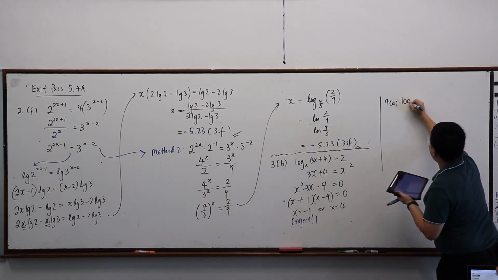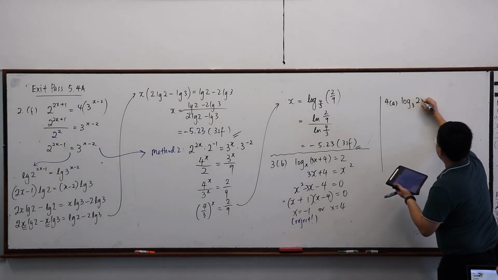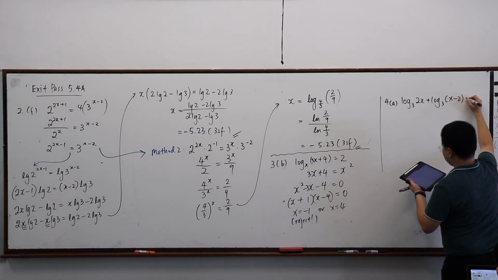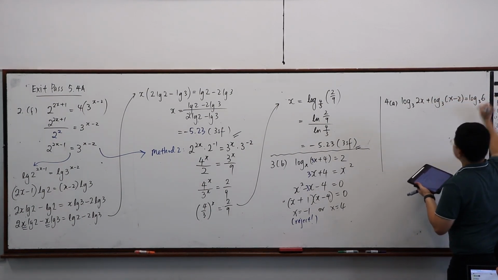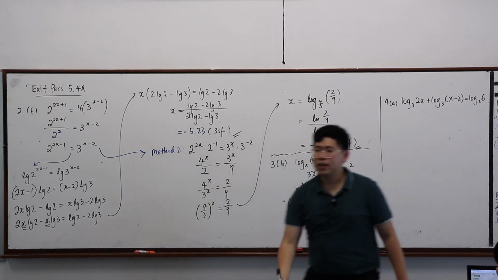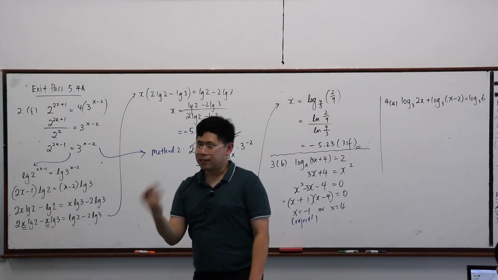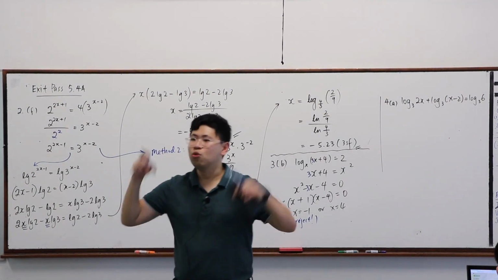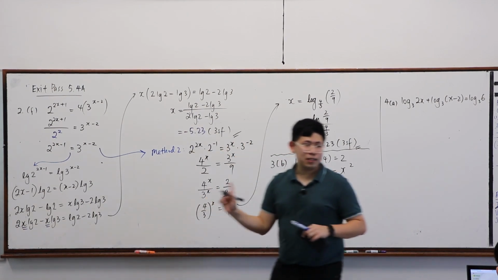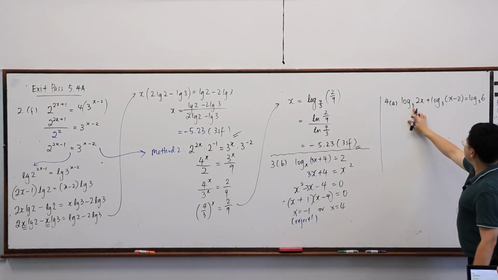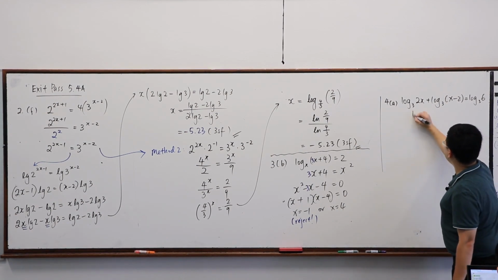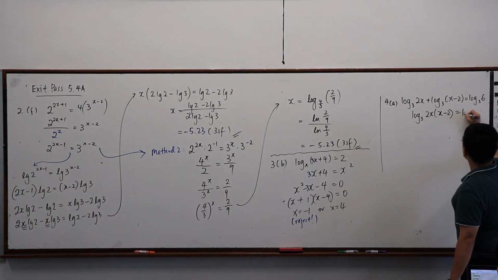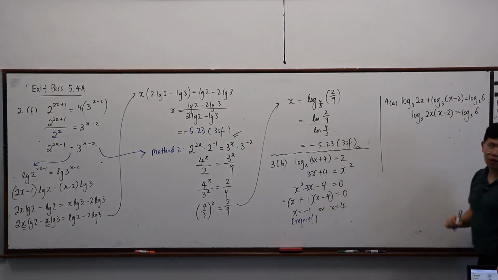Okay, 4a, I have log base 3 of 2x plus log base 3 of x minus 2 equals log base 3 of 6. So now, over here, we have logs on both sides and the logs are all separated. We need to combine all the logs together and remove the log, unlike what we've seen previously. So here, same base, we can combine them together. Same base, then combine the content, and this is log base 3 of 6.